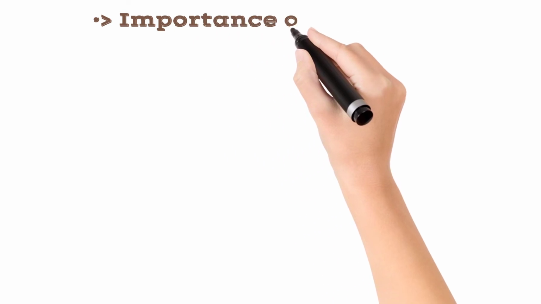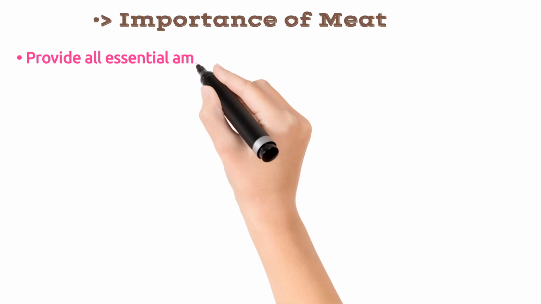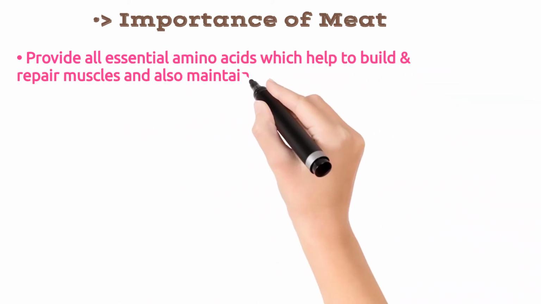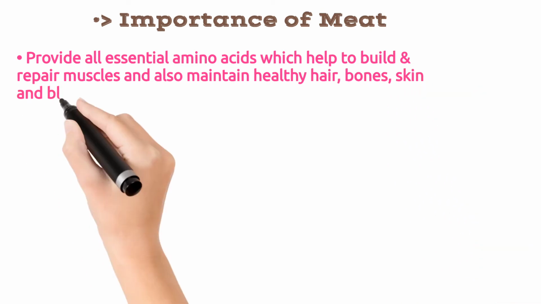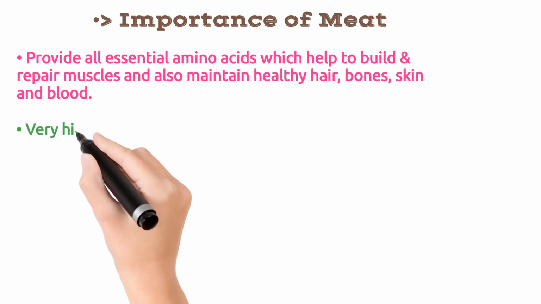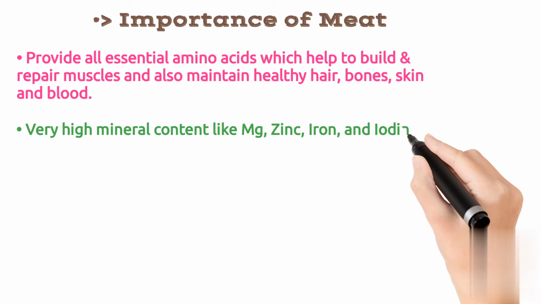Second, what is the importance of meat? Why do we consume meat, and what is the importance of the flesh of animals? It provides all the essential amino acids, which help to build and repair the muscles and also maintain healthy hair, bones, skin and blood. So this is the importance of meat. It provides essential amino acids.